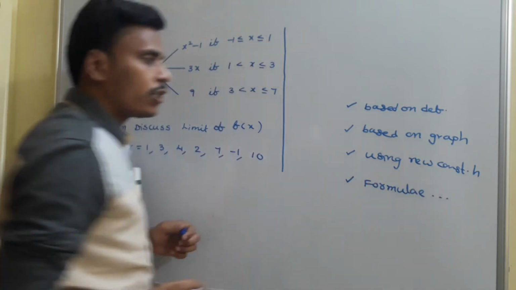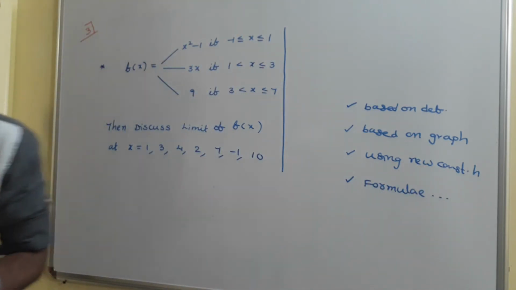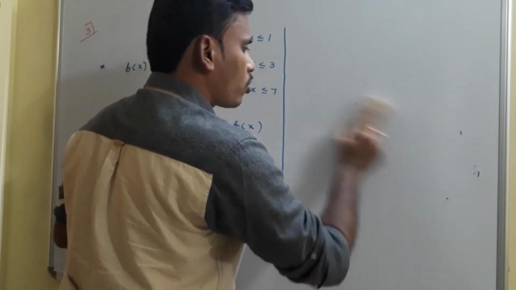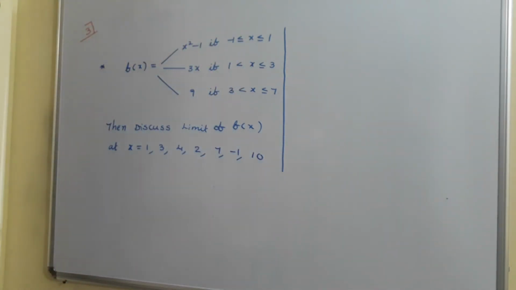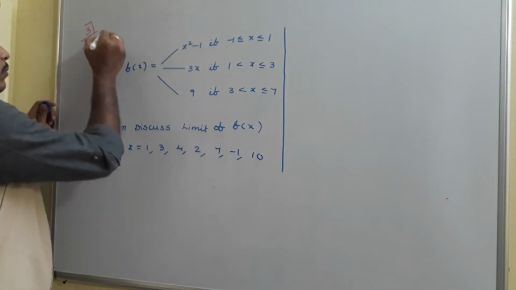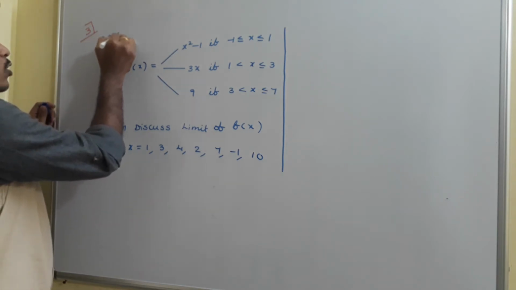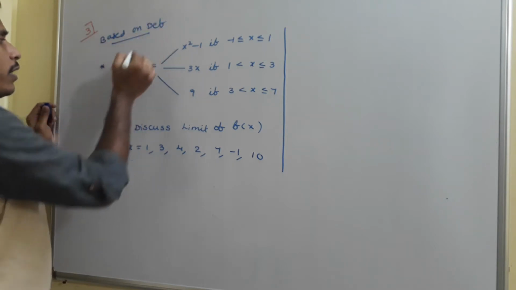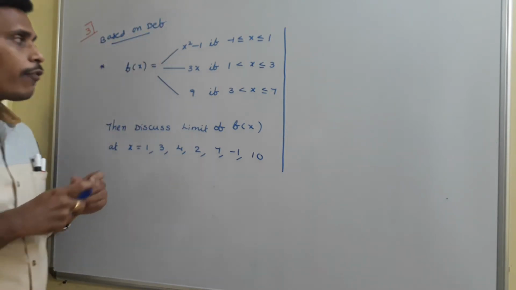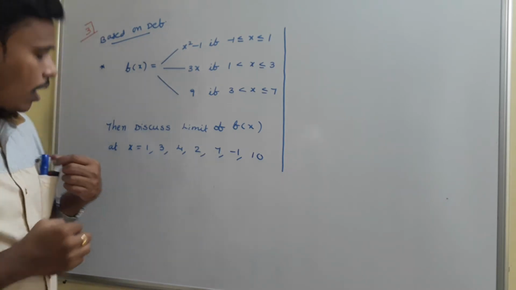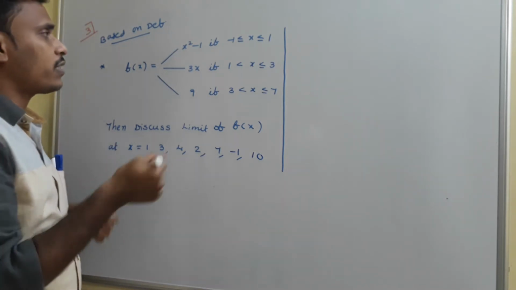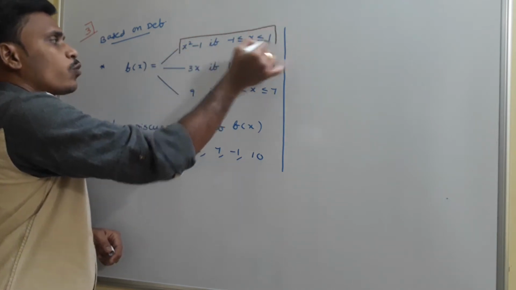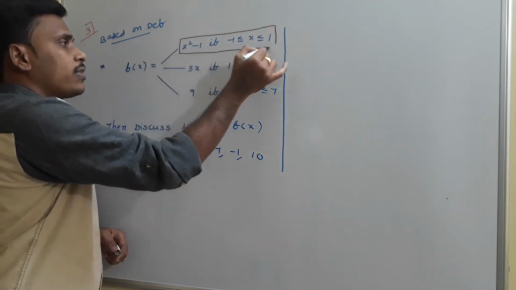All these are different methods to solve the problems, and now the problem on the board is based on the definition of the function. So f of x is given here, just have a look. f of x is a piecewise function, and f of x is equal to x square minus 1 if minus 1 is less than or equal to x less than or equal to 1.